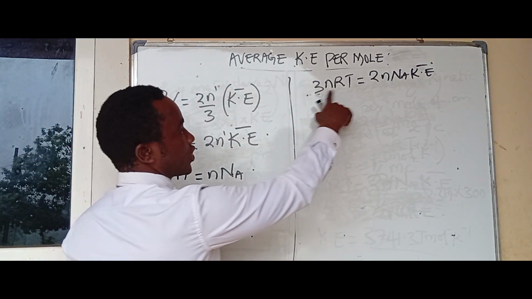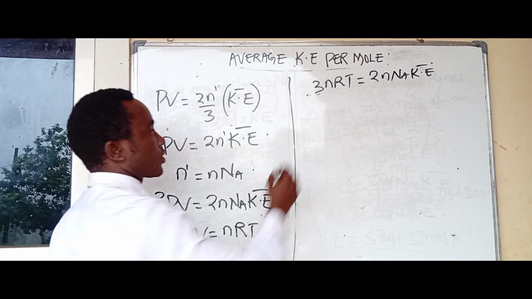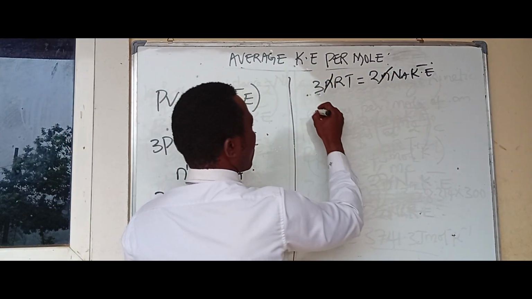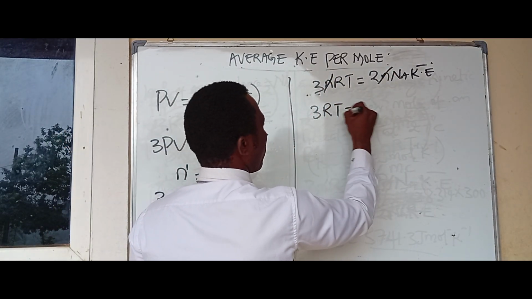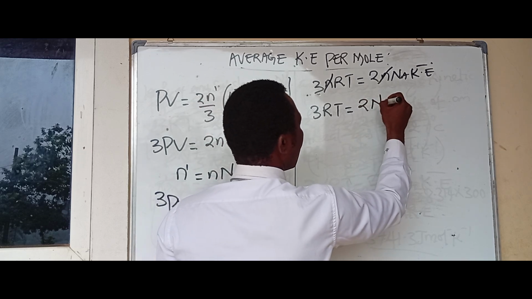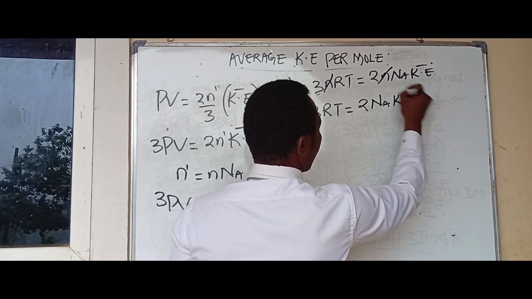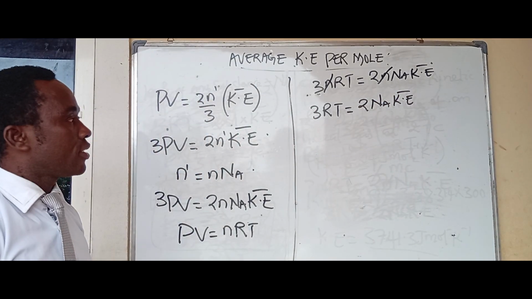So there is number of moles here, there is number of moles here, they will cancel out. That means that 3RT will become equal to 2 N_A KE average. That is average kinetic energy.